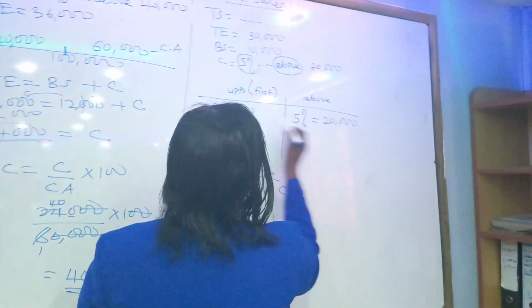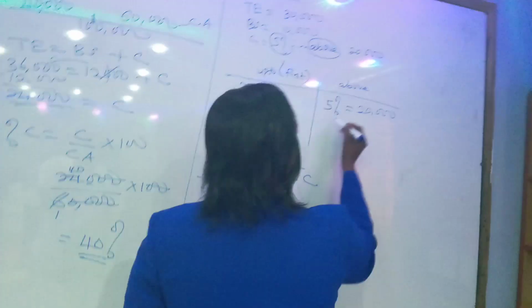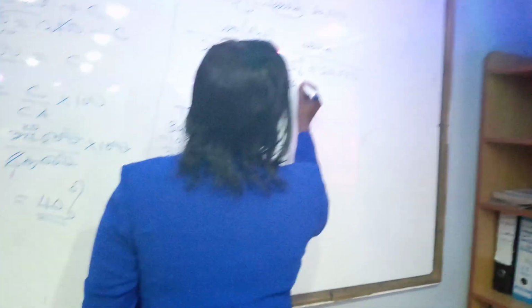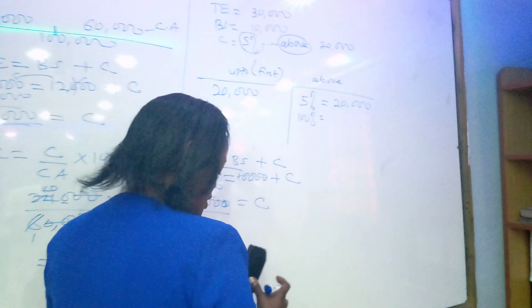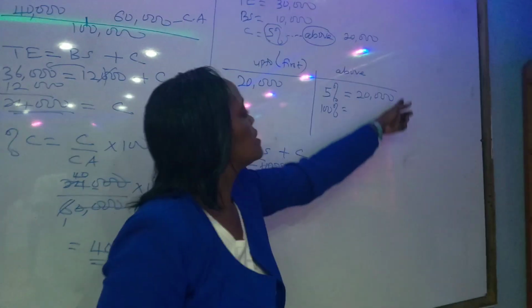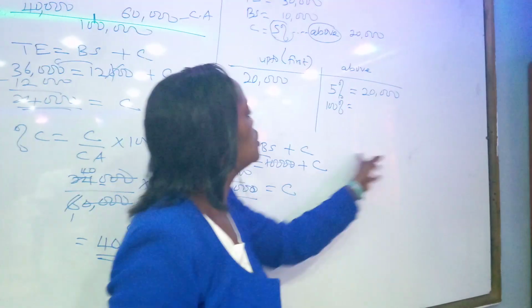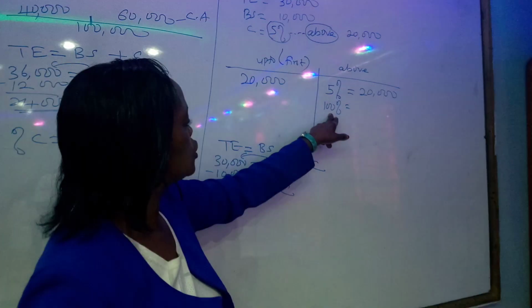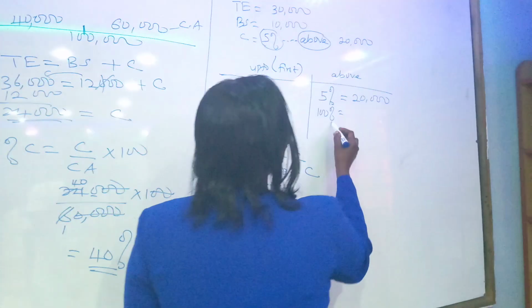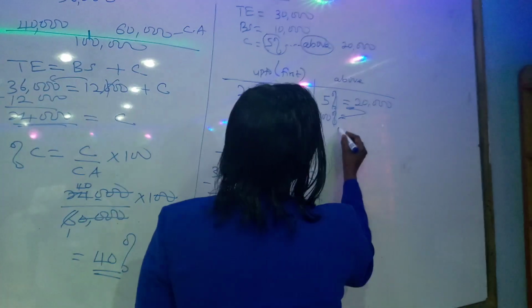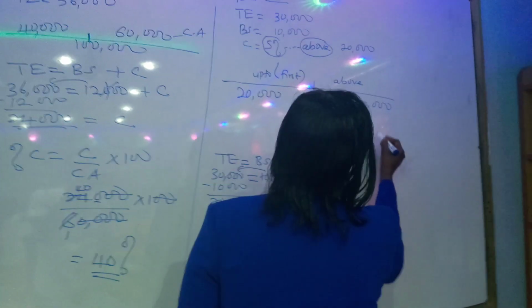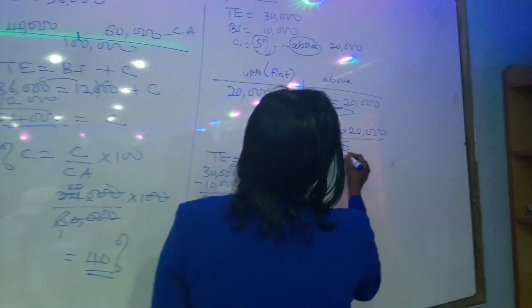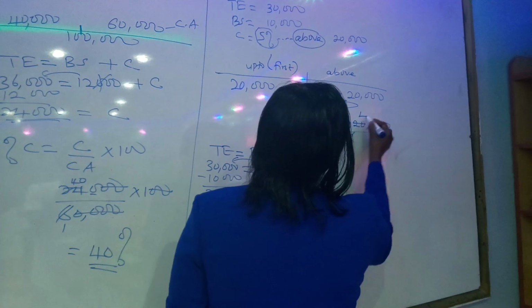Having understood that, if 5% is 20,000, what about 100%? Why am I talking about 100%? This is the total money that is commissionable. It is the one I'm referring to, 100%. Now cross multiply. This one is 100 multiplied by 20,000, divided by 5. 20 divided by 5 is 4.